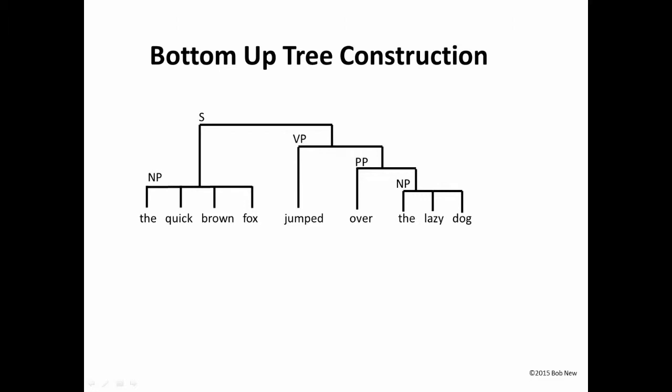The important point here is that in order to add nodes above nodes, you had to have the nodes below, and you had to have the words below. So before we could draw the S node, we had to have all of the words down to the lazy dog.